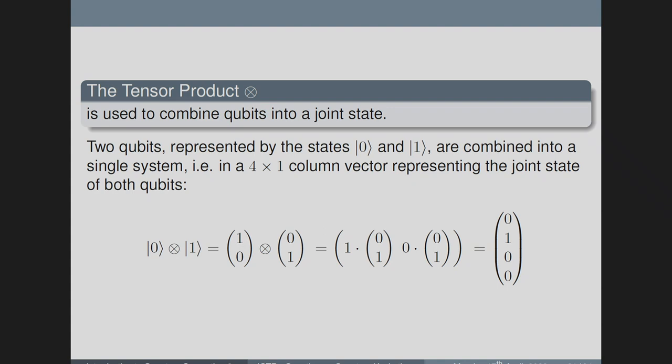So for two qubits, you get a column vector of four entries, right? When you have three qubits, how many entries does your column vector have? Eight, good. If you have n qubits, 2 to the n, right? So again, a very long column vector.